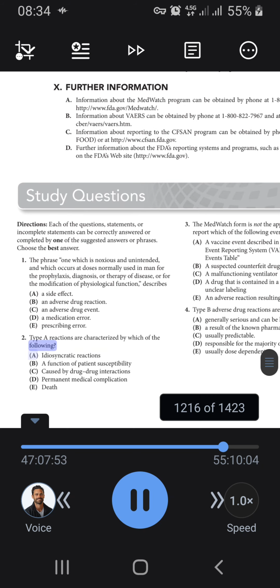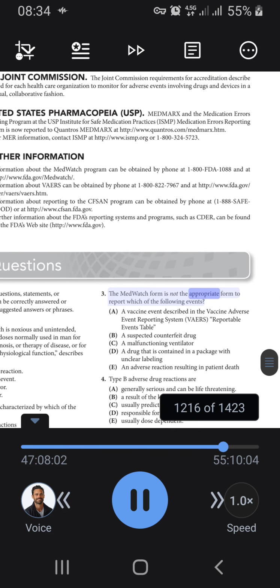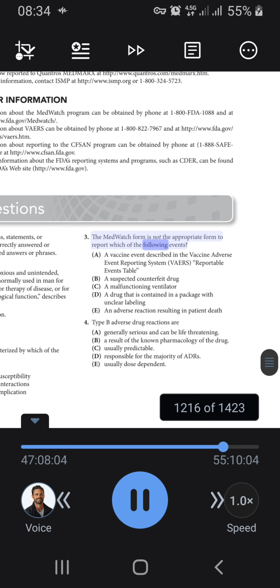2. Type A reactions are characterized by which of the following? A. Idiosyncratic reactions. B. A function of patient susceptibility. C. Caused by drug-drug interactions. D. Permanent medical complication. E. Death.